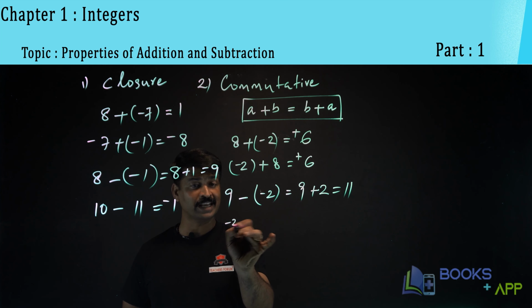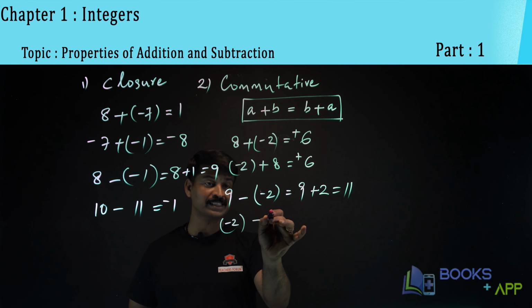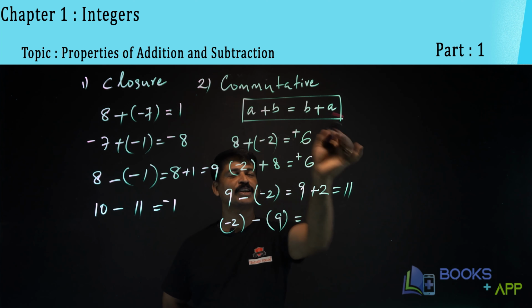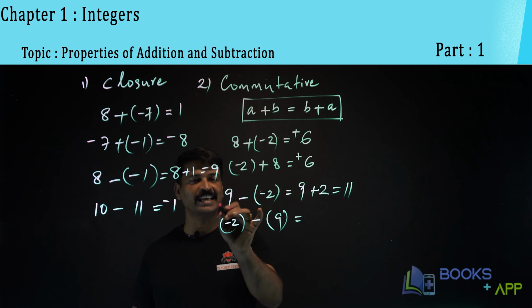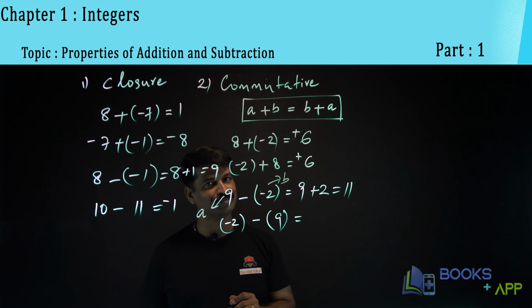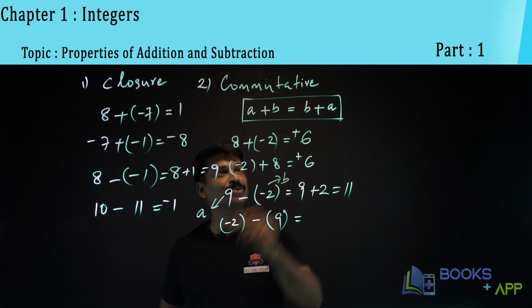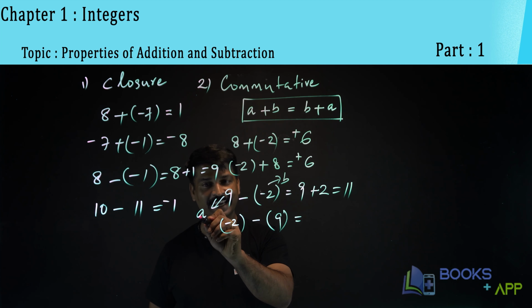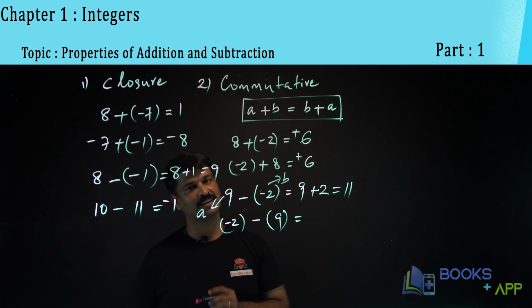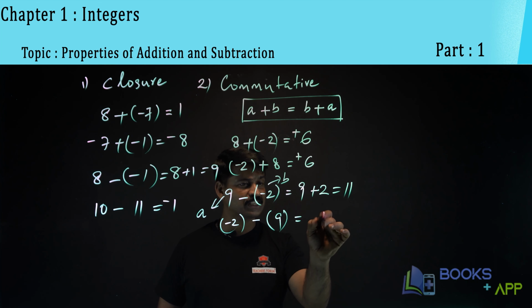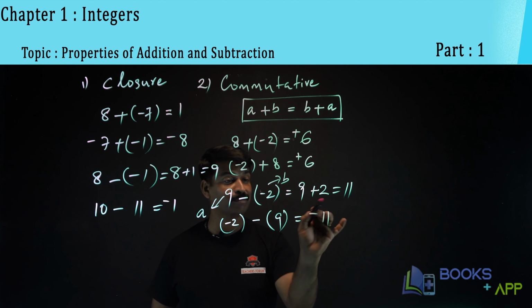Now let us check minus 2 minus 9. What is the answer? Let us check. See, a plus b should be equal to b plus a. What is a here? a is 9. What is b? b is minus 2. So now we do b minus a. So b you should write first. Then we subtract a, that is 9. What is minus 2 minus 9? When two negative numbers come, what do we have to do? Yes, we should just add and put the same symbol, minus 11.